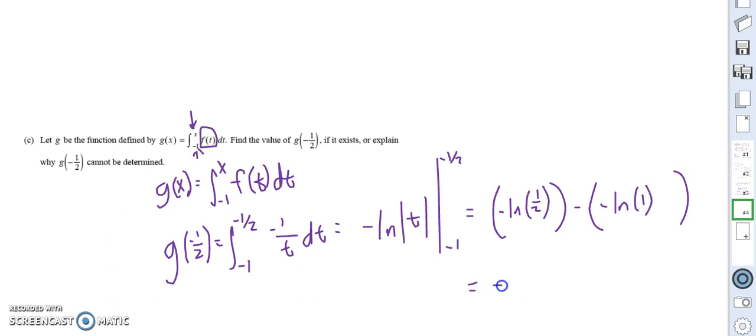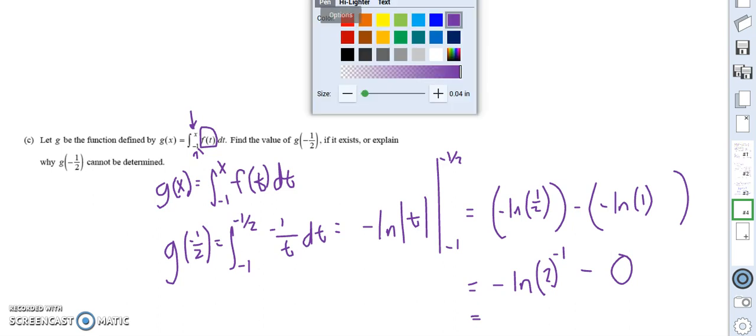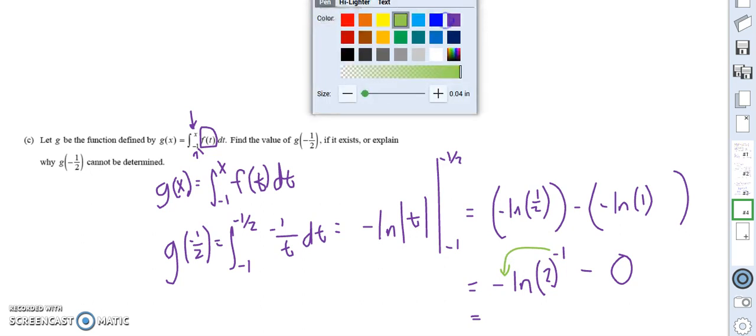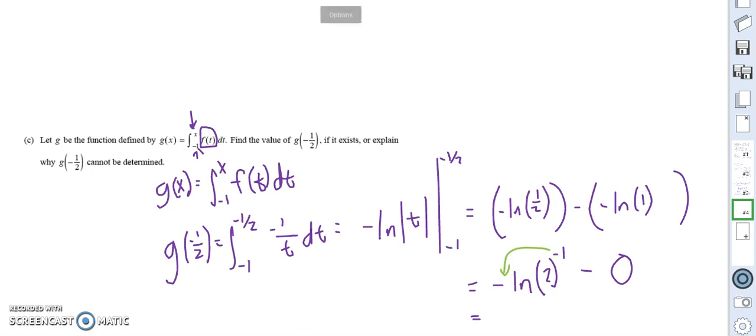This is going to be negative ln of 1/2, which I could write as 2 to the negative 1, just to take advantage of some log properties to write it a little nicer, minus ln of 1 is 0, so minus 0. I could take advantage of log properties and bring this negative 1 down and make it negative 1 times ln of 2, which would be positive ln of 2. That's going to be my answer to part C, ln of 2.